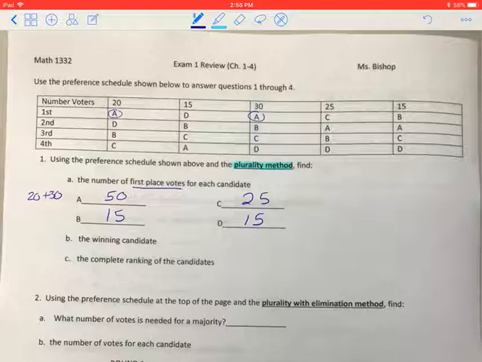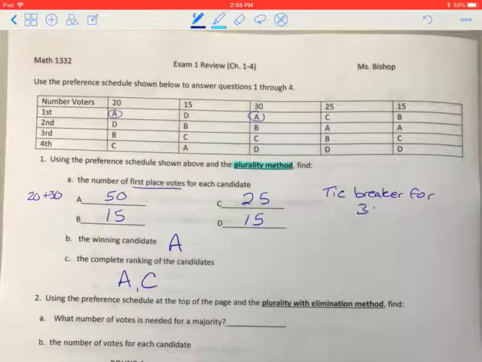All right, so for plurality, we only look at first place votes. So we can see that A got the most, so they win the election. So A is going to be first. C is going to be second, but when we come down to B and D, they're tied for third. So we need to do a tiebreaker for third. And remember, for a tiebreaker, we do fewest last place votes.